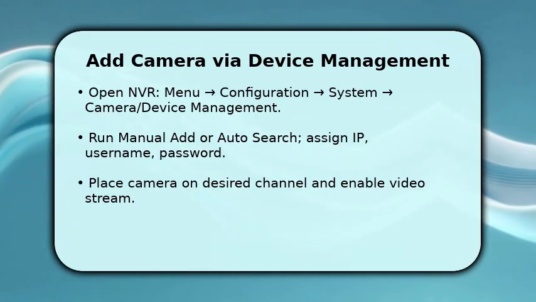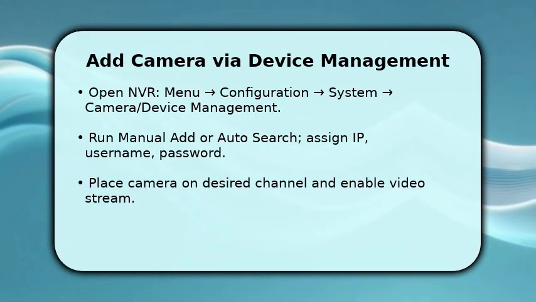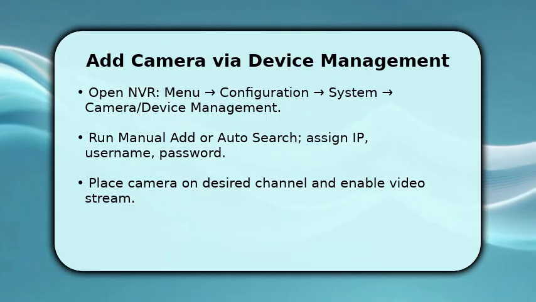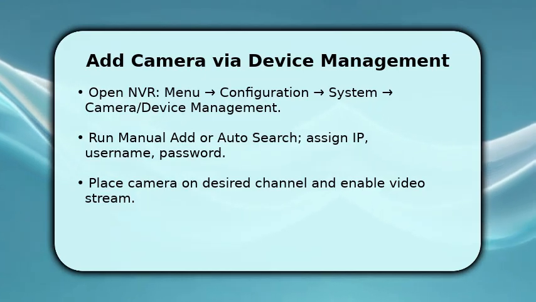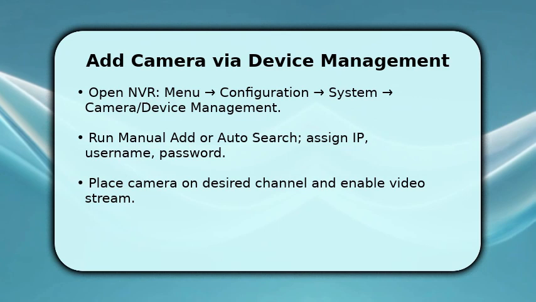Once the NVR authenticates, select the device and assign it to an available channel. Enable that channel so the stream routes to recording. Make sure stream type and resolution match your recording plan to avoid dropped frames.